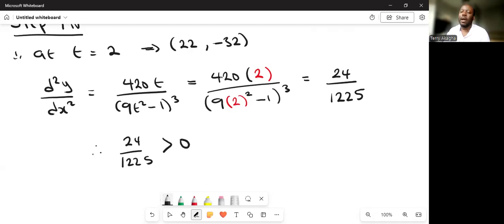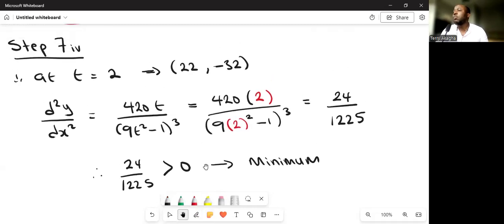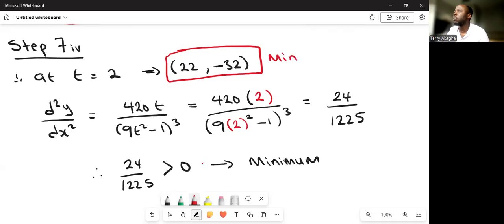So that means we now know that 24 over 1225 is greater than 0. And remember, when it's greater than 0, it means minimum. So we can now say this point here, 22 and minus 32, is a minimum point.